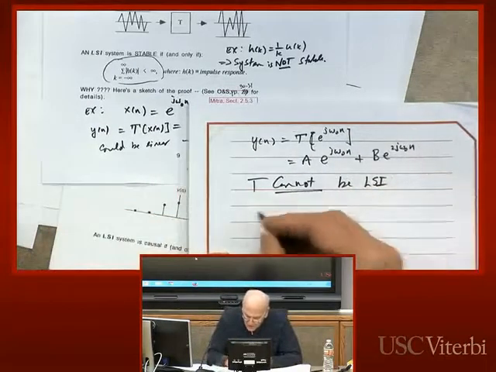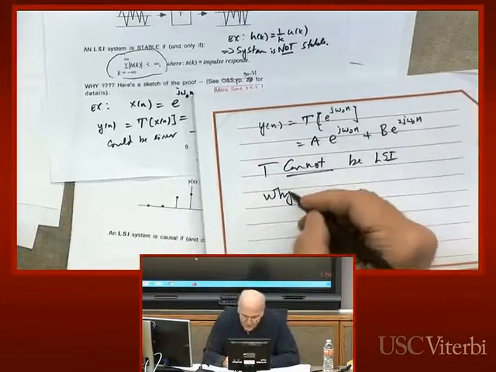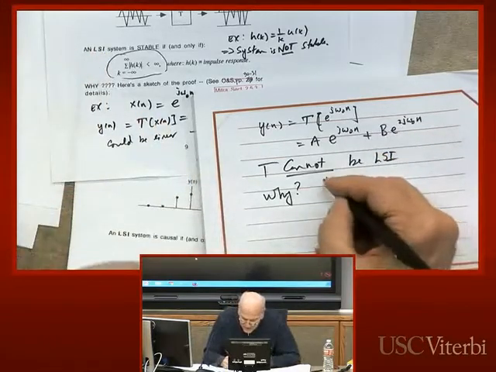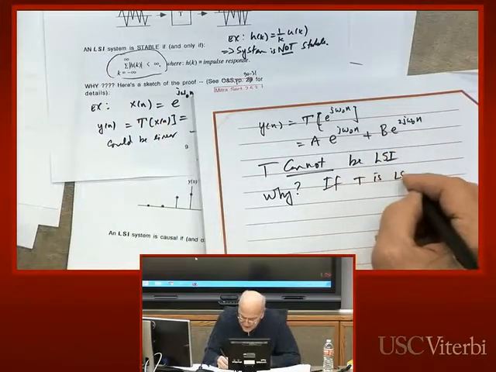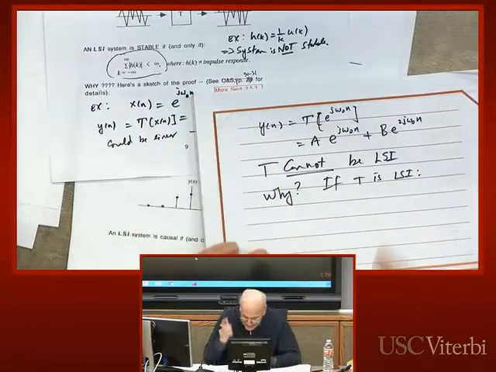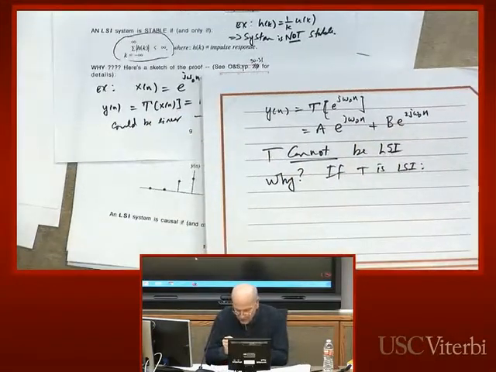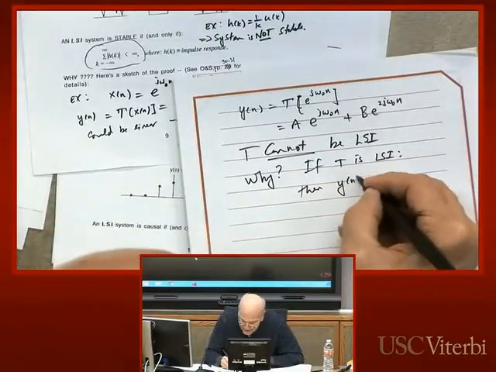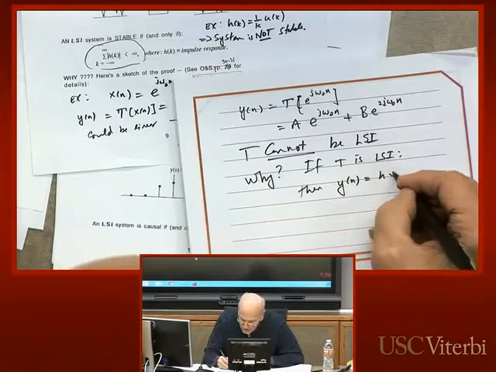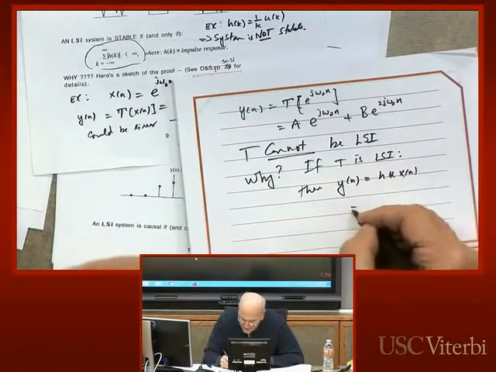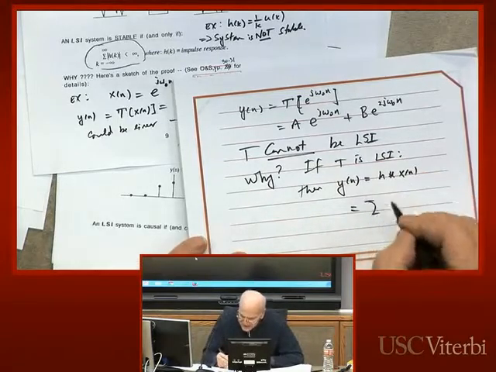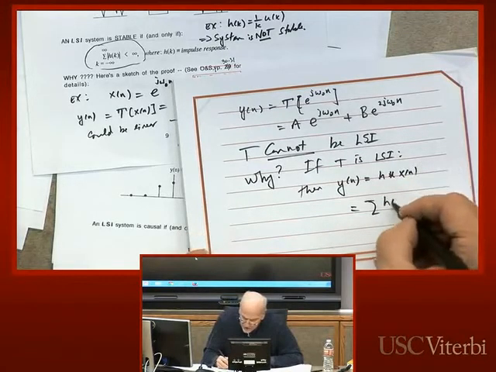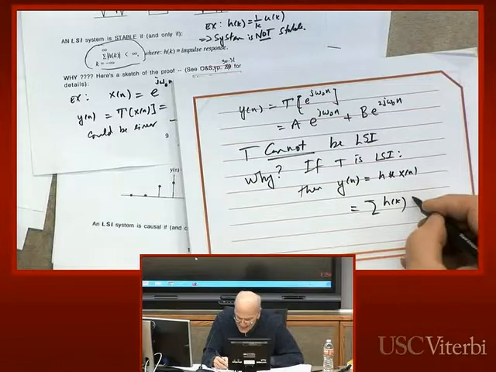Why? Because if T is linear shift invariant, if T is LSI, then we know that y of n is equal to h convolved with x of n. And for this case, that's going to be the summation, I will call it h of k times x of n minus k.